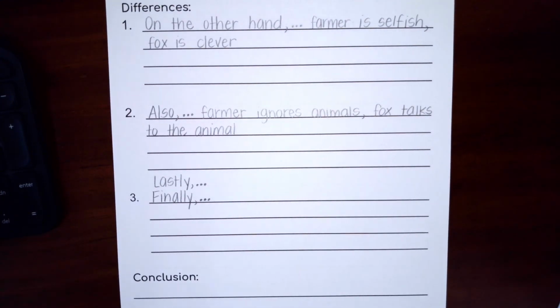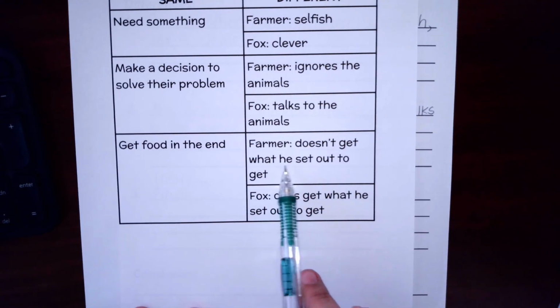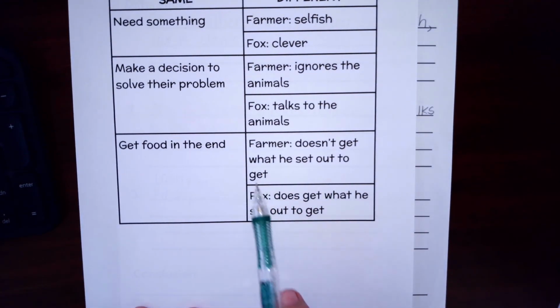Okay, and the last one that we're going to do is this kind of talks about the end result. So remember, the farmer wants to get firewood, right? He wanted firewood. He was going to cut down the tree and get firewood. In the end, he got honey. Do you remember? So the farmer doesn't get what he set out to get. Okay, kind of like his mission.